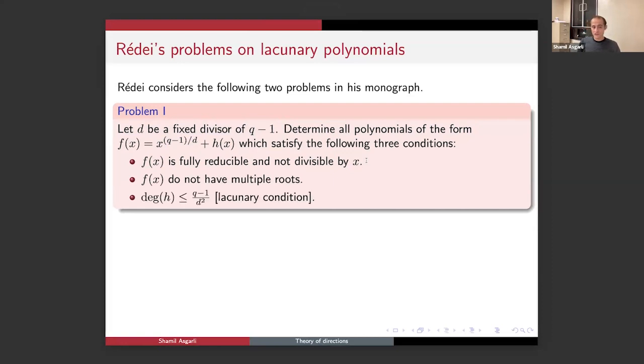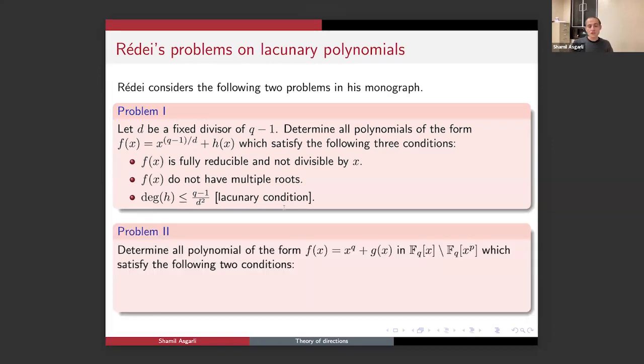And the third condition says something about the sparsity of the coefficients. So this is what I call the lacunary condition. The third condition is that the degree of h is less than or equal to (q-1)/d^2. Notice that the degree of the polynomial f is (q-1)/d. And here what we're saying is that after this leading term, the next biggest term has degree at most (q-1)/d^2. So we see that there's a long run of zeros. And this is basically the lacunary condition for us.